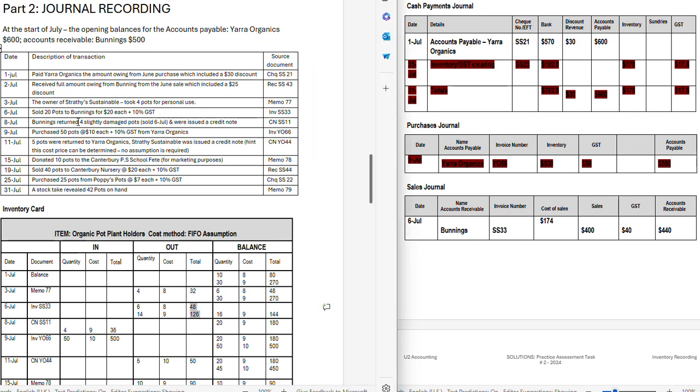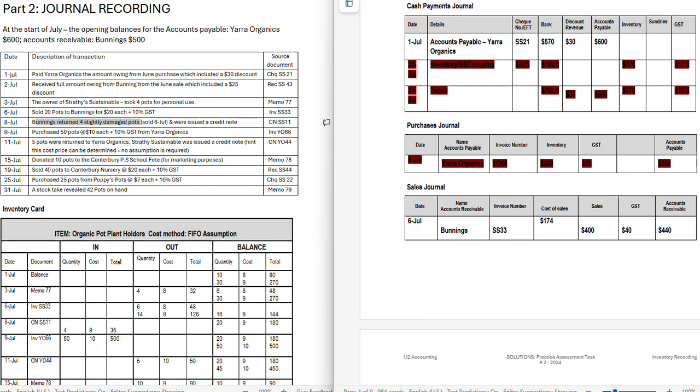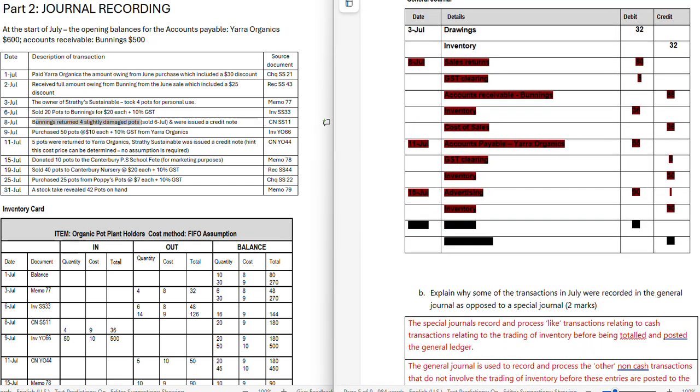Okay, then we get to the 8th. And unfortunately, Bunnings is not happy with 4 of our units, so they're returning them. So this is a sales return. We can work out the sale price effect of that because we charge them $20 each, so 4 times 20 is 80. So let's go downstairs to our GJ.